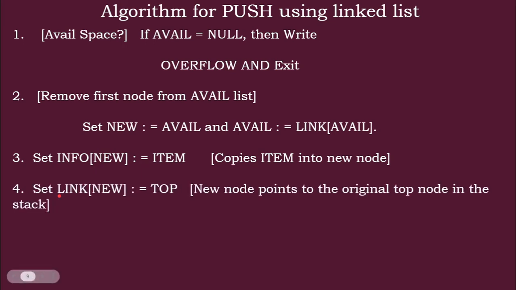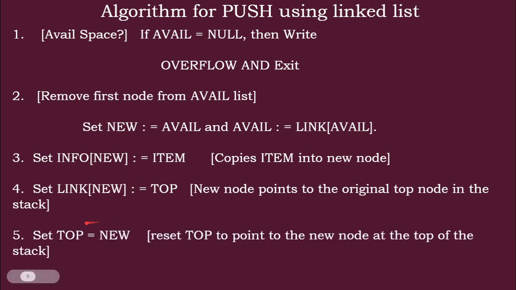And now set link of new is equal to top, because now we have pushed one more element. Now the top will be incremented by the link of the new element. And now set top is equal to new, because now the top is reset to the next position, which is new. So that's all the logic. Exit, we have to exit the algorithm. So this is how the push operation is done using the linked list.